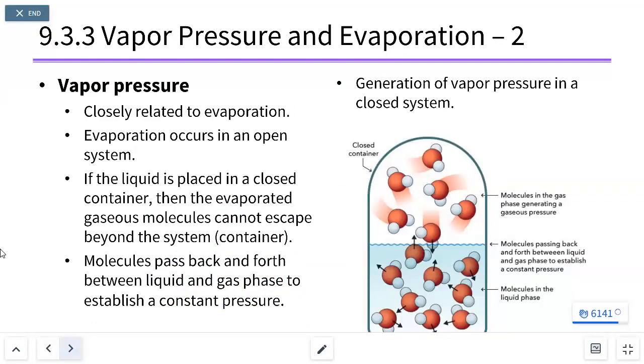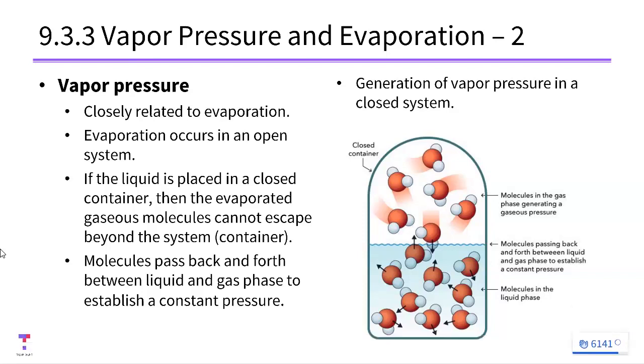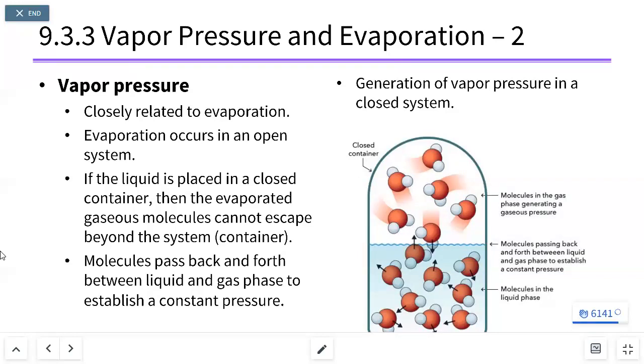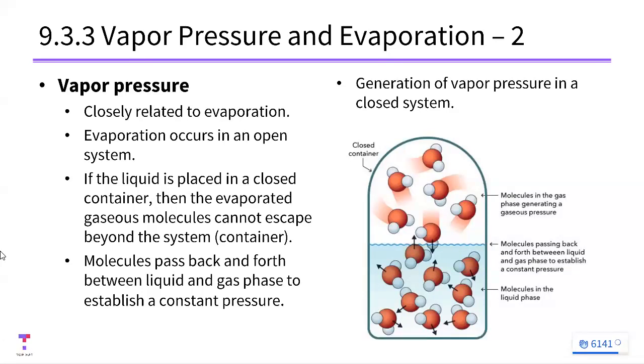Vapor pressure is basically the same phenomenon. Kinetic energy of the liquid allows certain molecules to escape to the vapor phase. The only difference is that this is in a closed system instead of an open system. And in this closed system, instead of the evaporated molecules just floating away, they're trapped. And being trapped, they're going to be able to exert a pressure on their outside container. And we can actually measure what that pressure is.